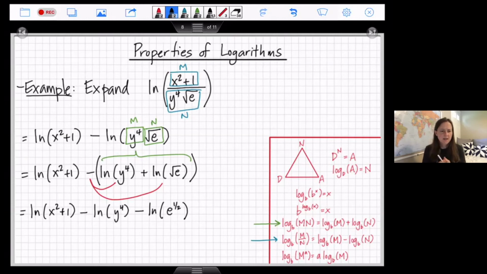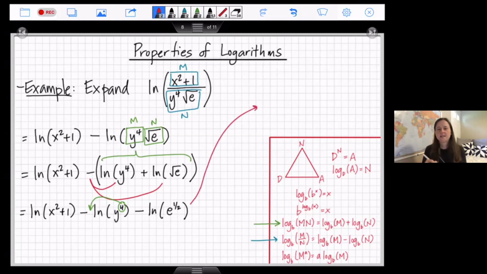Now, natural log of y to the 4th, I can use that third property, or the bottom property, to bring down the 4 as a coefficient. I could use the same property on natural log of e to the half, and that wouldn't be wrong, but there's actually a better thing I can do with that. All right, so take this natural log of e to the half up here.